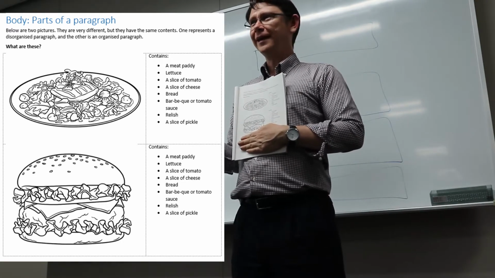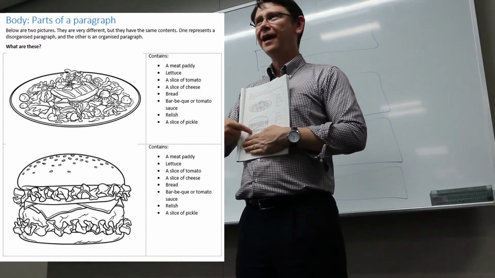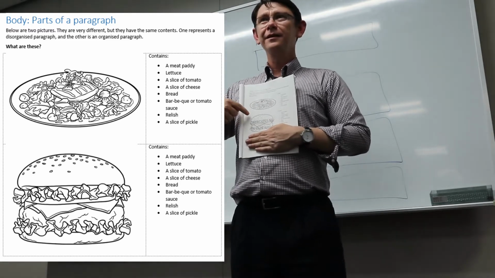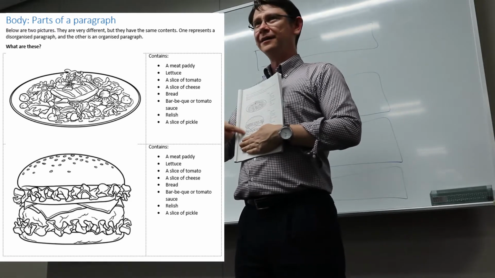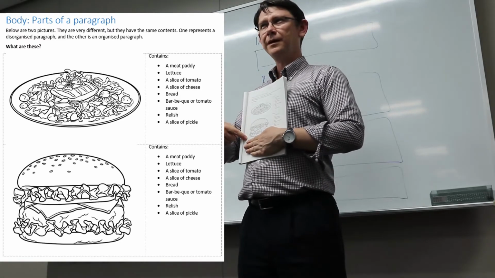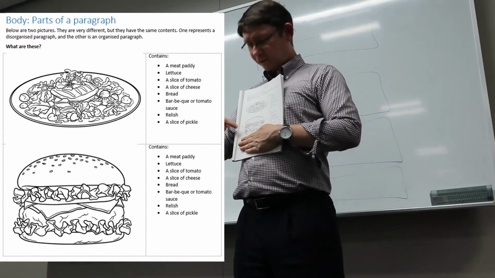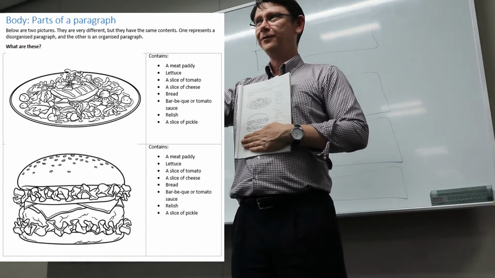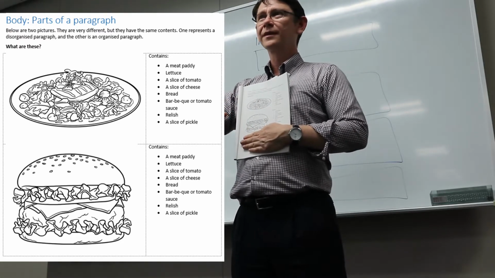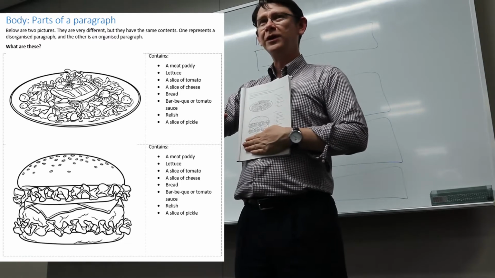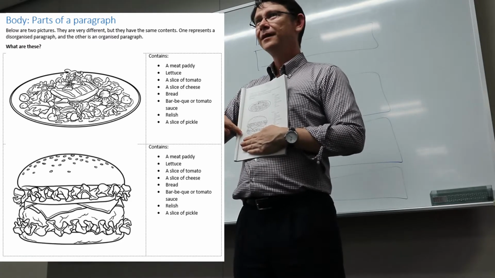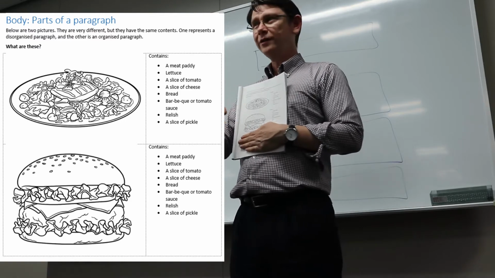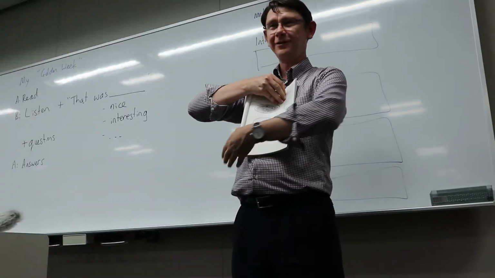Anyway, the point is, it contains the same thing, has the same information, but the hamburger is organized. So you can quickly and easily understand this. Understand? And so with a hamburger, you have the bread on top, then you have the stuff, then you have bread underneath. Paragraph should also be organized like this. If you go on the internet and Google search hamburger paragraph, you will find pictures like this. Seriously, in a moment.